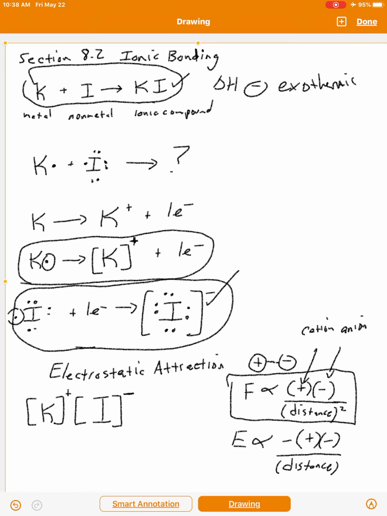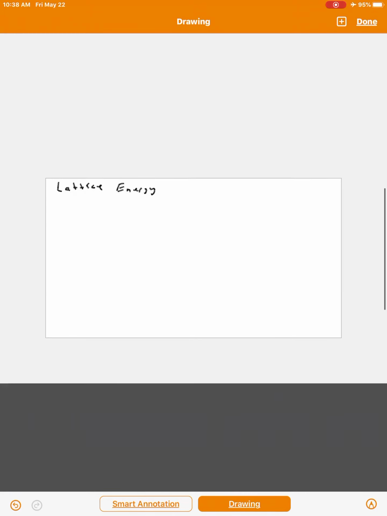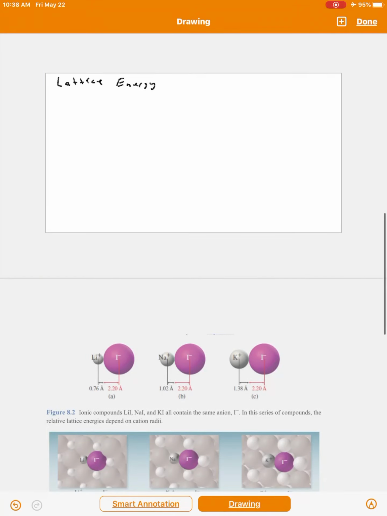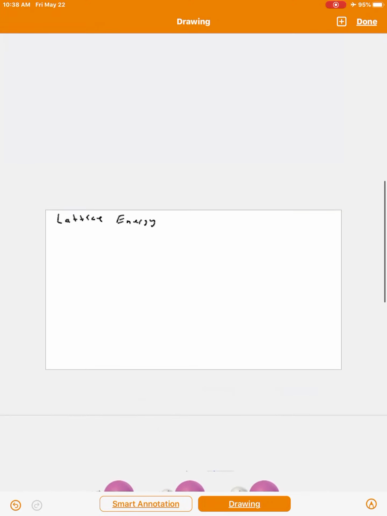So there's something wrong here. The amount of energy it takes to take the electron off the potassium, the energy it takes to give you the extra electron to iodine, doesn't add up to an exothermic process. So what's going on? Well, one way of approaching this is to introduce the idea of lattice energy. So I'm going to introduce this now.